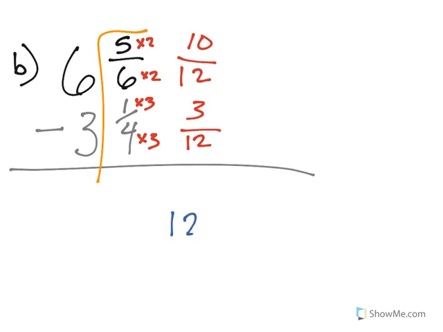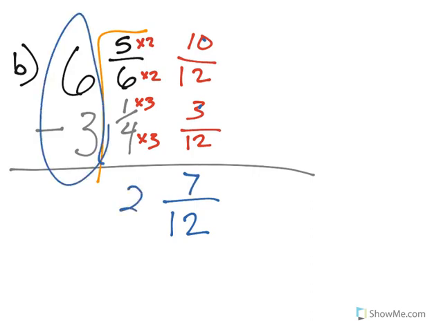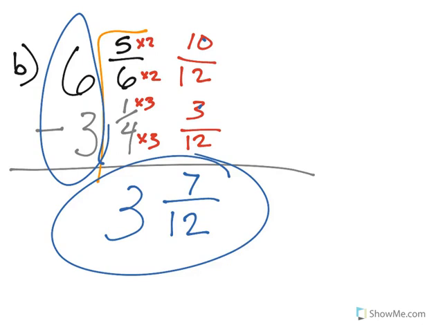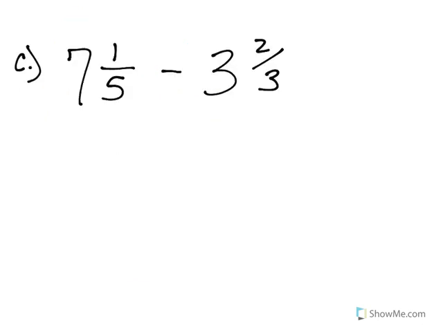I know that my denominator is going to stay 12. 10 minus 3 is 7. Don't need to reduce. And then 6 minus 3 is 3. So my final answer, 3 7/12. Now that's not too bad, but what happens if we need to borrow, right? Think back on your subtracting days, and borrowing is a thing.